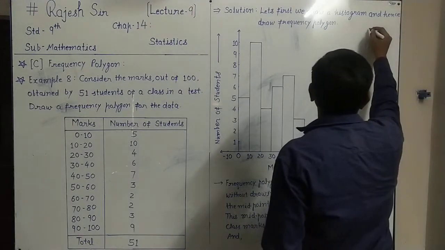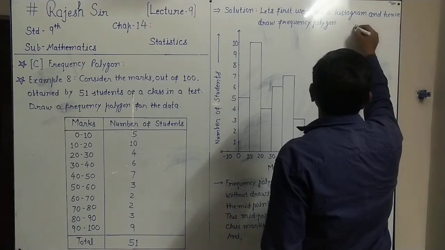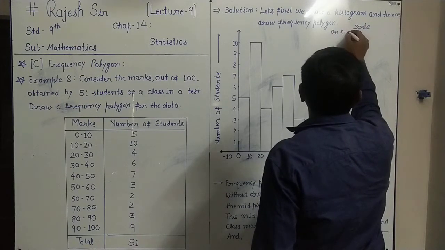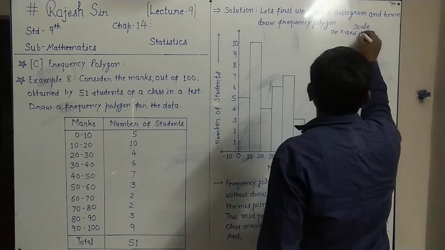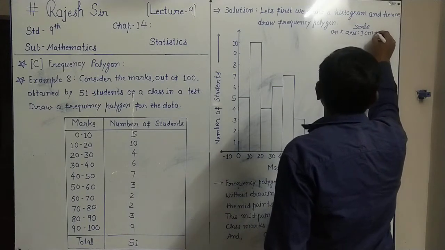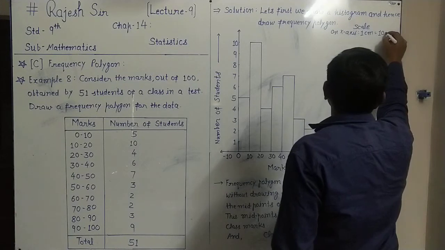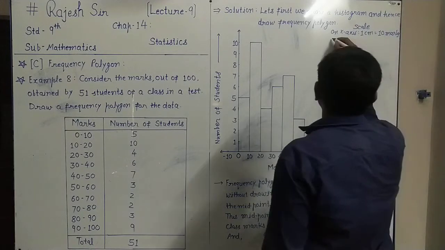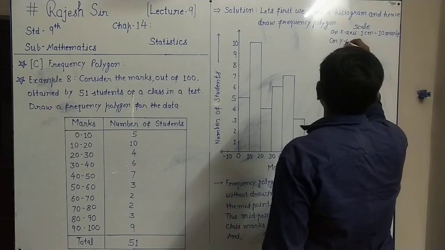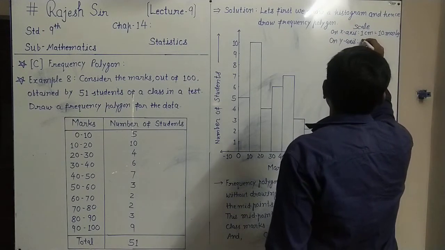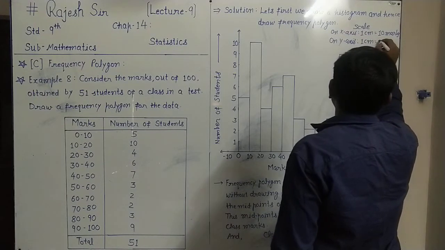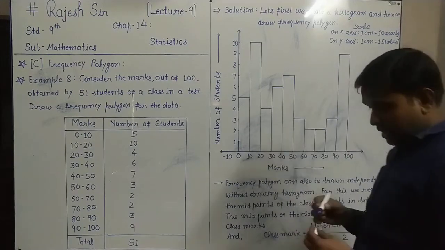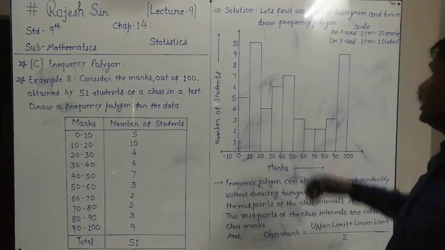So here we will write the scale first. In this case, the scale on the x-axis is 1 centimeter equals 10 marks, and then the gap we are taking. And on the y-axis, 1 centimeter equals 1 student. This is what we have taken, and by that we have shown the histogram here.